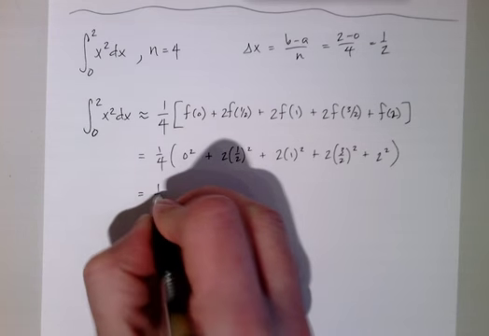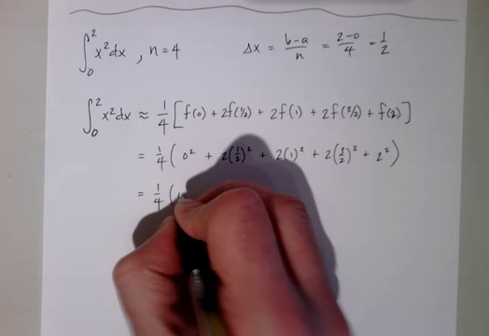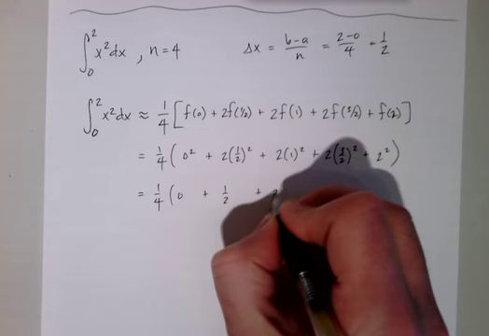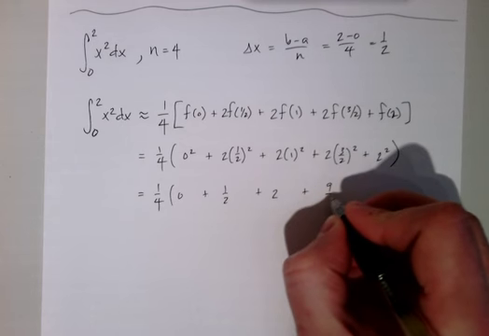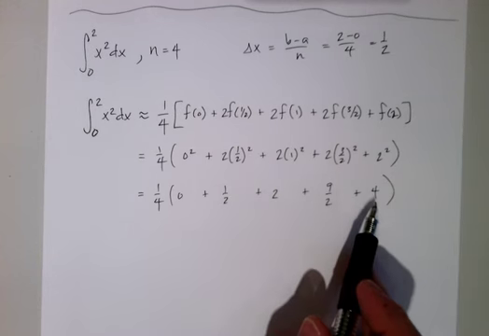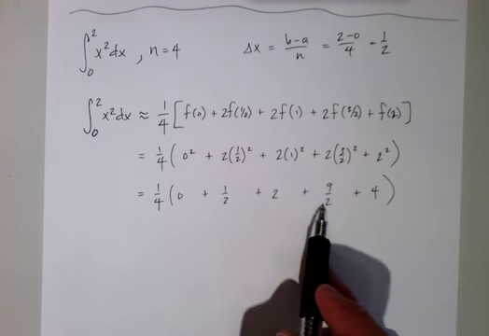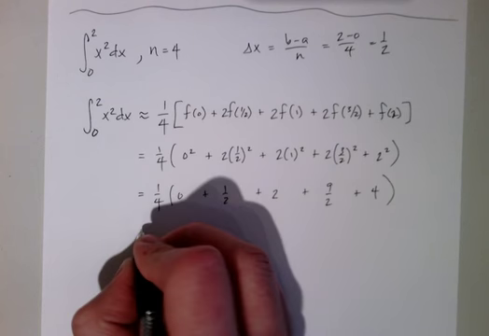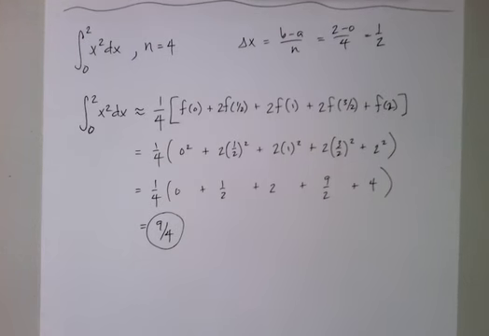Well, 1/4. This right here is going to be 1/4 times 2, or 1/2. So 0 plus 1/2 plus 2. This is going to be 9/4 times 2, or 9/2. And this is going to be 4. So that winds up being 6, the 2 and the 4 added together, and 5, the 1/2 and the 9/2. So that's 9. This winds up being 9/4 as an approximation.